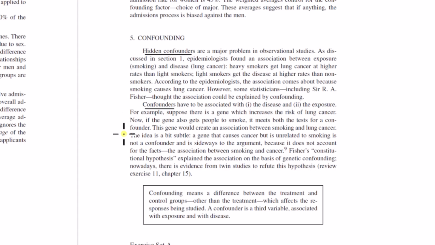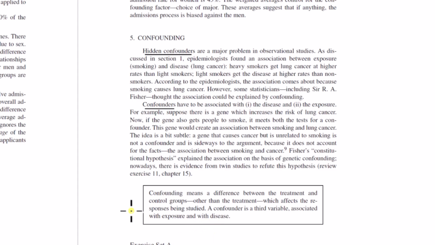Okay, so they're just trying to give us a clear understanding of what confounding is, what a confounding variable is. Confounding means a difference between the treatment and control groups other than the treatment. Like it's a variable which affects the responses being studied, right? So it's not just a difference like you could have for the polio case. You could have some of the children be girls, some be boys. But if that's not affecting the responses, then it's not confounding. It is a difference, but it's not confounding. A confounder is a third variable associated with exposure and with disease.